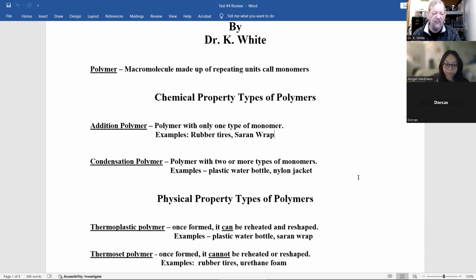Next, you should know what a condensation polymer is. And a condensation polymer is a polymer made with 2 different types of monomers, or more than 2 different types. An example would be my plastic bottle, which is a polyester. Remember, ester, carboxylic acid, alcohol, two different types of monomers. And if I had my nylon jacket on, which I don't, this is cotton, which is another type of polymer, but I won't go into that now. That would be an example.